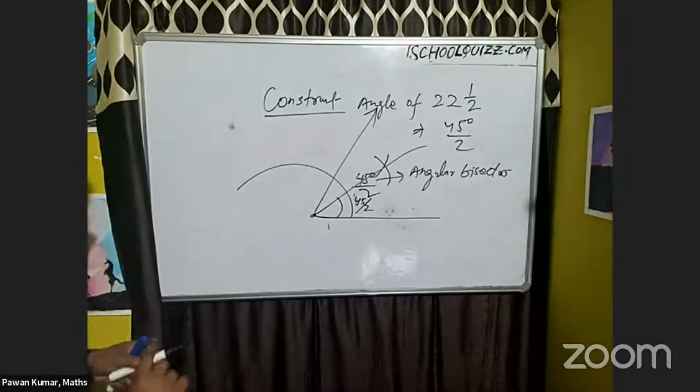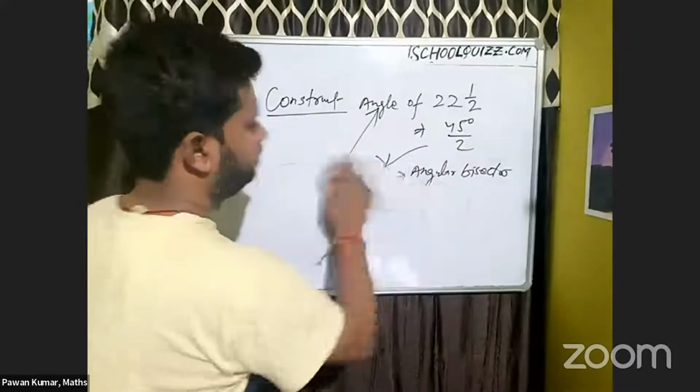Sir, how we draw angular bisector? एंगुलर बाइसेक्टर का जैसे मेरे पास ये एंगल हो गया, ठीक है?